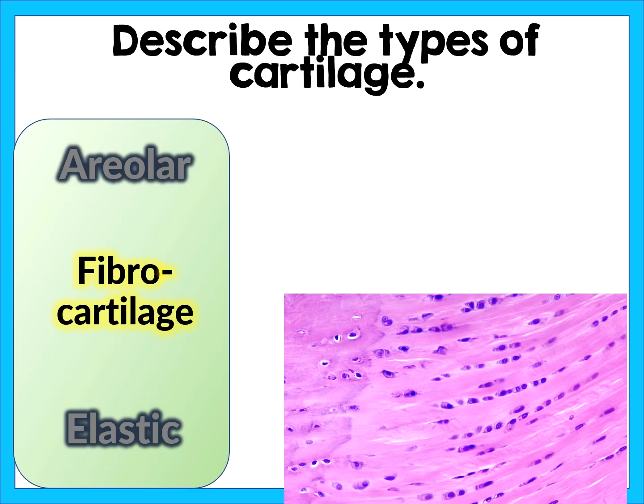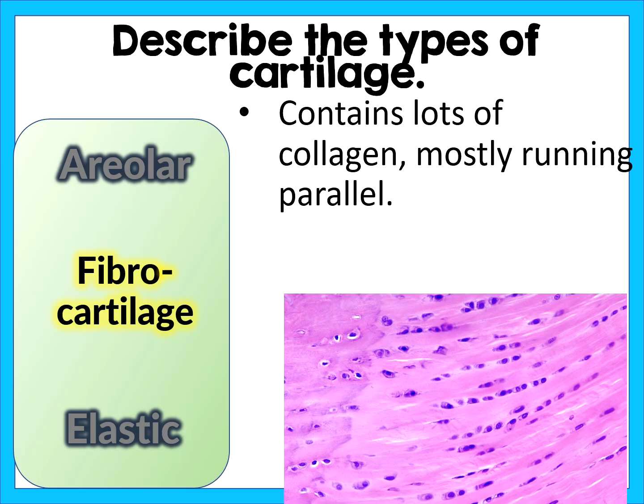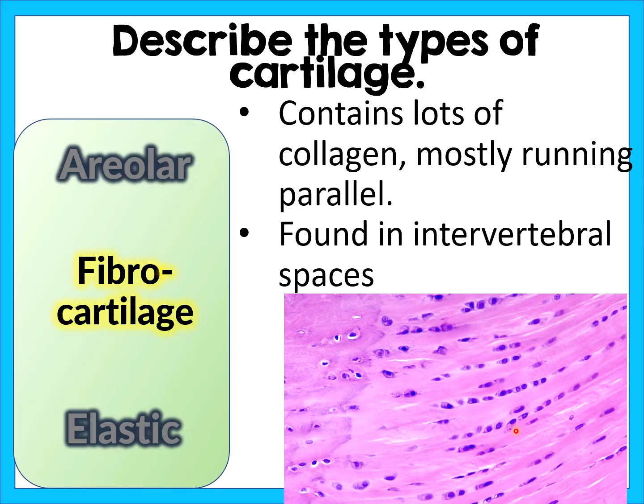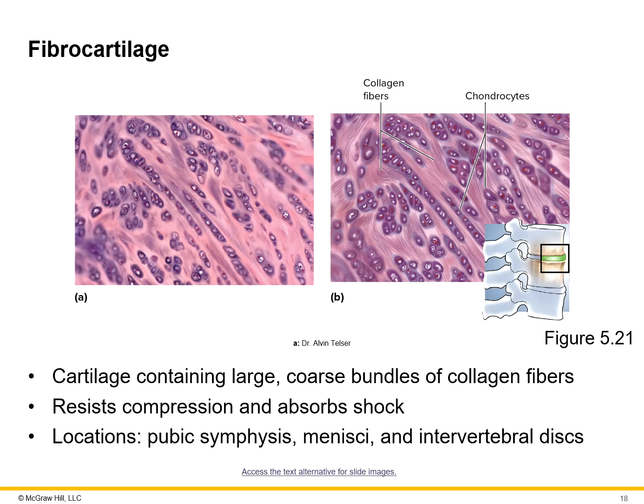This is what that fibrocartilage actually looks like underneath the microscope. So you can see those mostly parallel collagen fibers. And then you can see the lacuna, and the little purple dot is the actual cell. Those collagen fibers sometimes look like coarse bundles, and they can look pretty large.